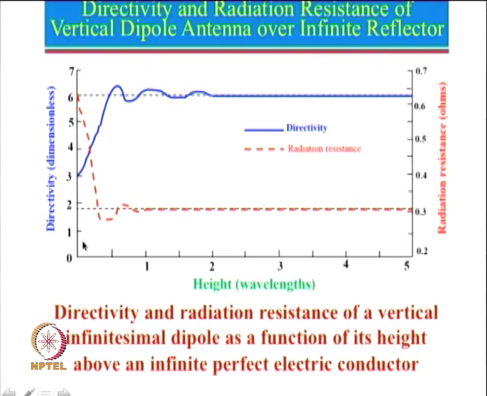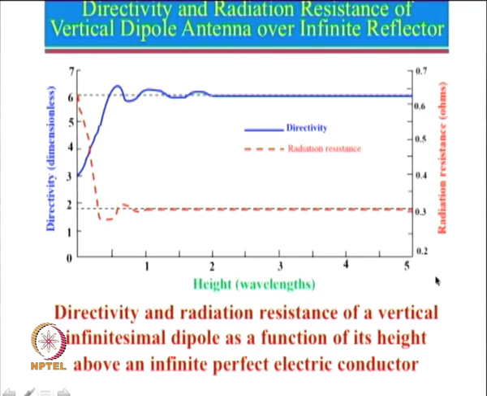Now, as the height increases, what will happen? The array factor will start giving us some value multiplied by the pattern directivity, and that is what you will see over here, that the gain has gone to close to 6. I just want to mention here, this directivity is dimensionless, so it is not in dB. You have to take 10 log 3 or 10 log 6 to get the proper directivity value.